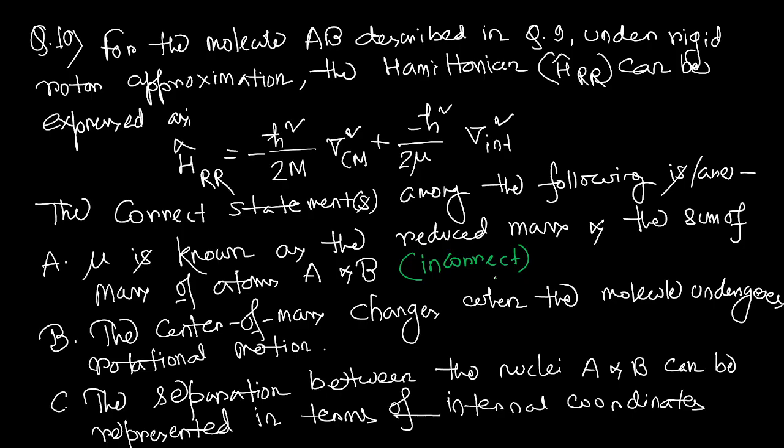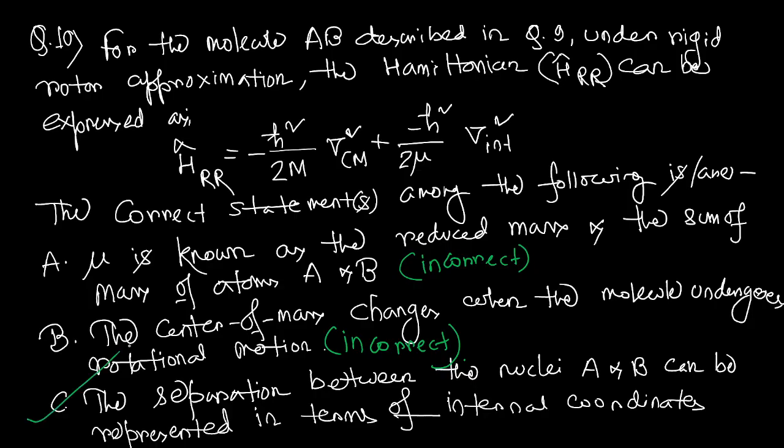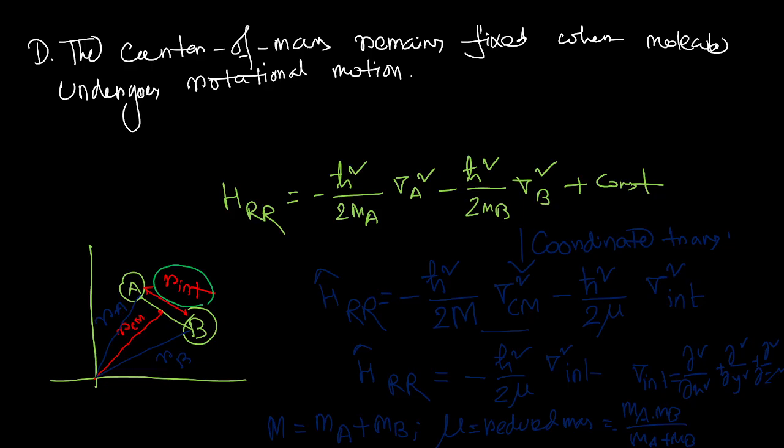The center of mass changes when a molecule undergoes rotational motion. As I mentioned, in the rigid rotor approximation, when a molecule undergoes rotation, there should not be any change of center of mass. The separation between A and B can be represented as the internal coordinate that I mentioned over here. And the last option, the center of mass remains fixed when the molecule undergoes rotational motion. That is the part.